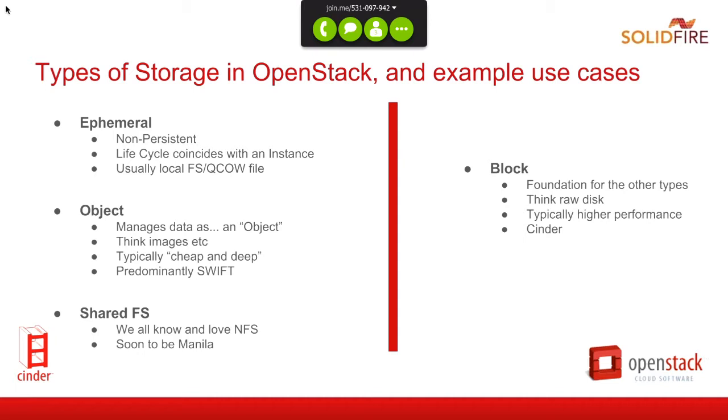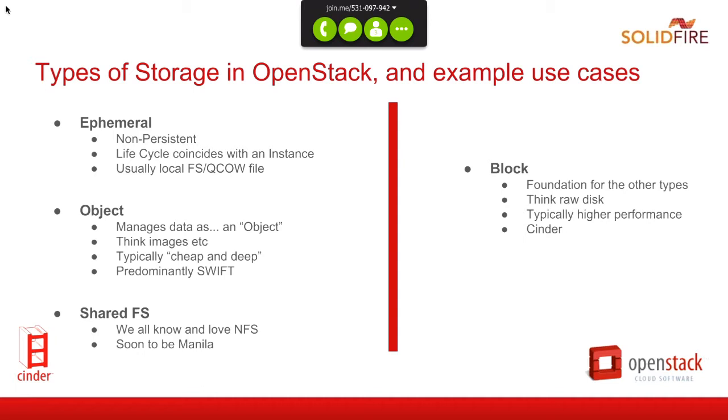The first one in the top left is what we call ephemeral storage. The easiest way to talk about ephemeral is to call it non-persistent. When you power off a virtual machine or an instance in OpenStack, it goes away. The life cycle coincides with the instance; the storage only lives as long as that instance is there. So it isn't good for anything where you need persistent data, but it's great for certain use cases where you're spinning up a number of nodes in a workload. They live for a certain amount of time, they do a certain job, and then they go away. Because of that, we usually tend to use local file system storage for something like that.